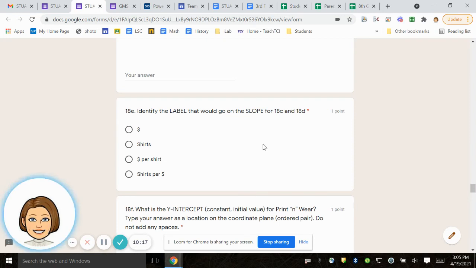18E. Identify the label that would go on the slope for 18C and 18D. Is it cost, shirts, cost per shirt, or shirts per cost?